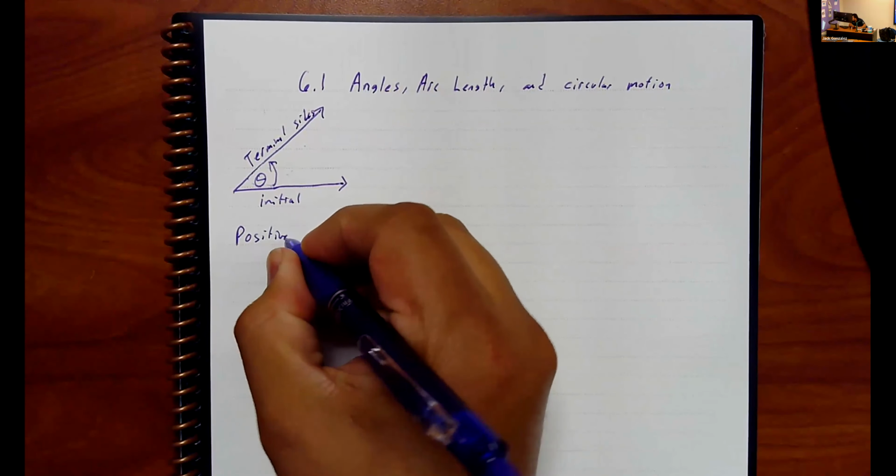You know the formula? 1 revolution is equal to 2 pi radians. 180 degrees is equal to pi radians. 1 degree is equal to pi over 180.